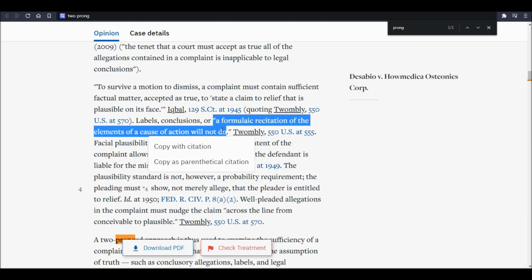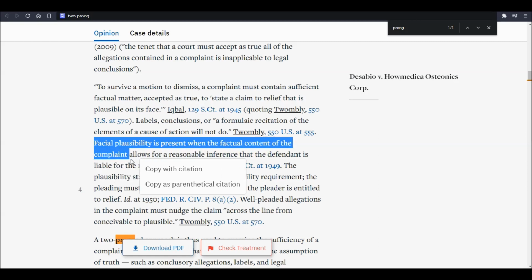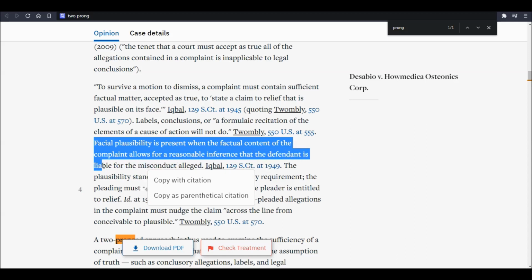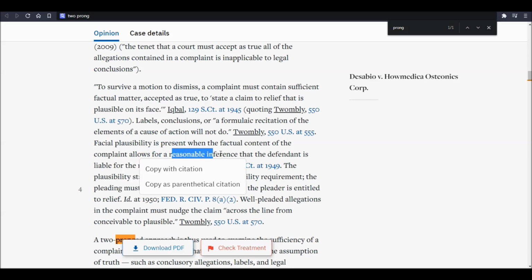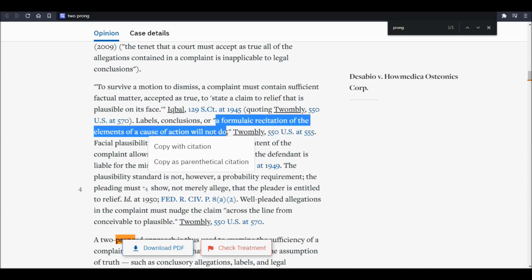Facial plausibility is present when the factual content of the complaint allows for a reasonable inference that the defendant is liable for the misconduct alleged. You know what the reasonable inference is? The reasonable inference is the context of how and why, again, of how and why you are saying that a right is violated. The mere formulaic recitation is the what, meaning what has happened.